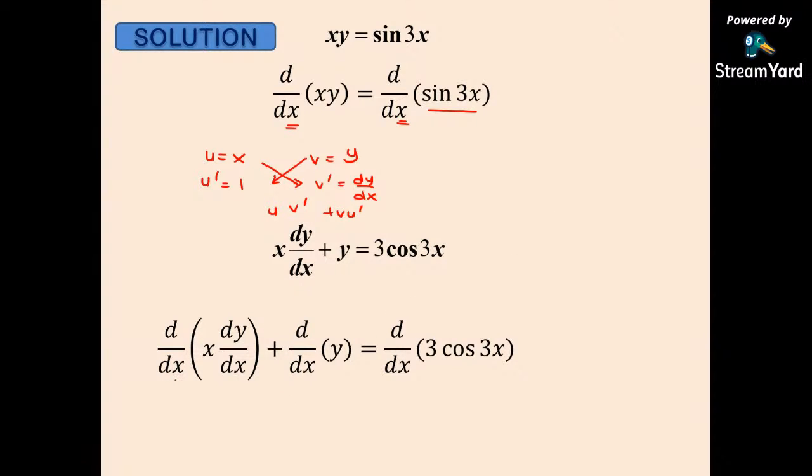So I will do d over dx of x dy over dx plus d over dx of y equal to d over dx of 3 cos 3x. Normally, if from here I want to calculate the second derivative, I don't write dy over dx as the subject, because I find that doing the product rule is much easier for me. I prefer to use a product rule instead of a quotient rule. So if I don't have to write dy over dx as the subject, I prefer to use the product rule straight away.